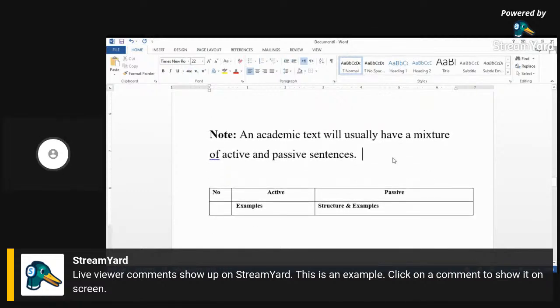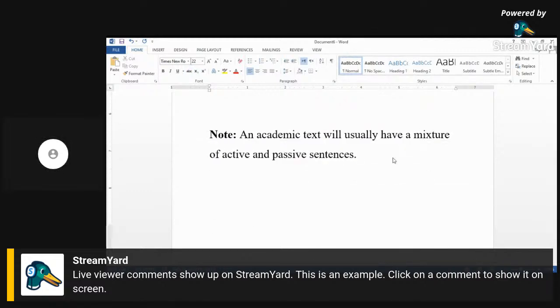What kind of text has passive sentences, or where can we use the passive voice? An academic text will usually have a mixture of active and passive sentences.